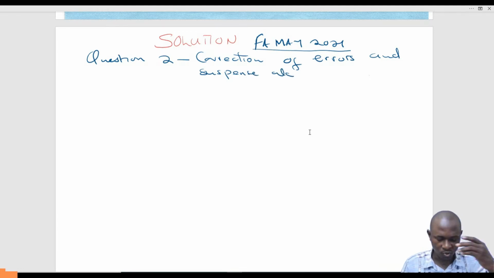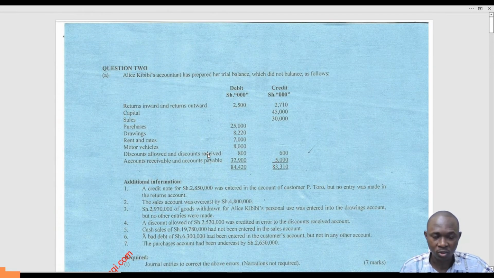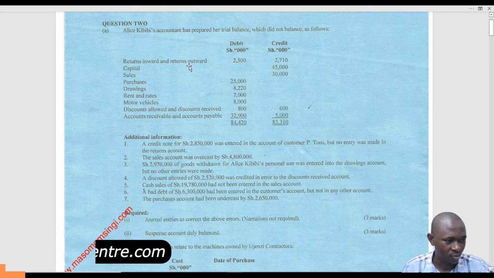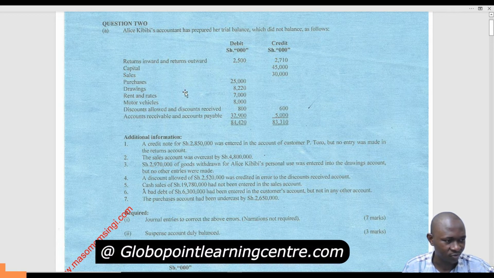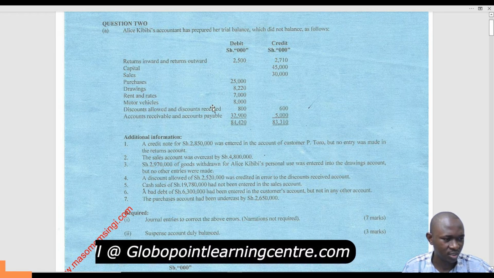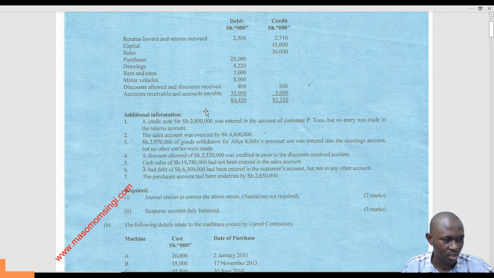So work with me as we try to understand this question and get to know how to go about it in case you meet it in an exam. Alice Kibibi's accountant has prepared her trial balance which did not balance as follows. Return inwards and return outwards, you have the figures there. Capital 5,000, sales 30,000, purchases 25,000 debit, drawings 8,220, rent and rates 7,000, motor vehicles 8,000, discounts allowed and discounts received 800 and 600 respectively. Accounts receivable and accounts payable 32,900 and 5,000 respectively.